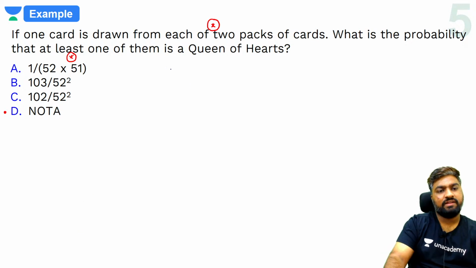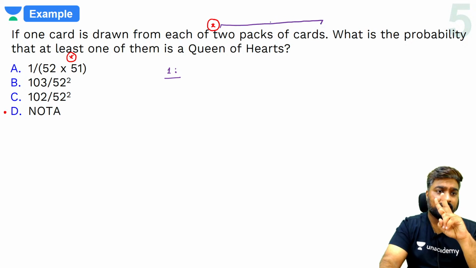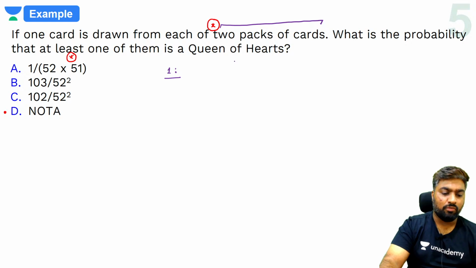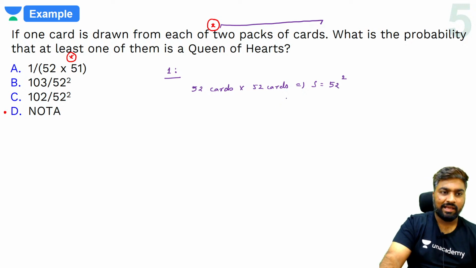What's the first red flag? First thing to keep in mind, there are two packs of cards, and one card is drawn from both of them. Okay, so what will be the sample space? 52 cards and 52 cards. So your sample space will be 52 square. Please keep that in mind. If you want to do it together, then like this. Otherwise, separately also you can do it. No harm.